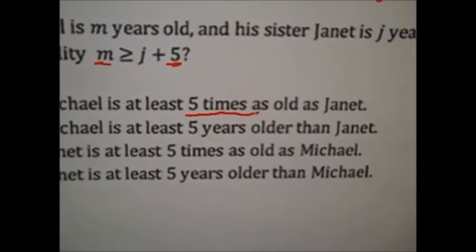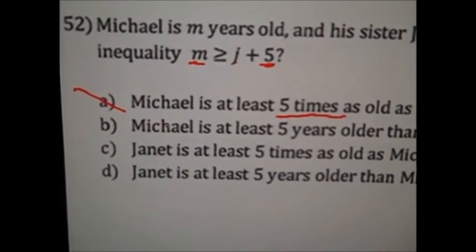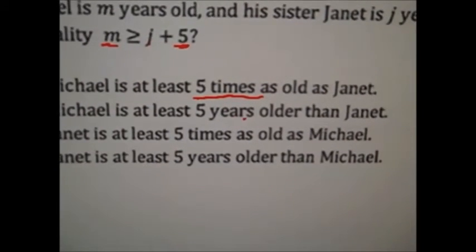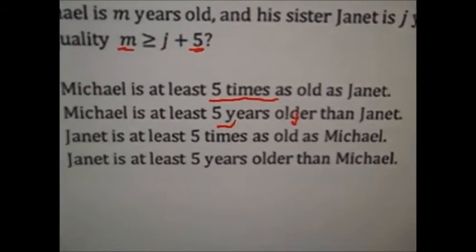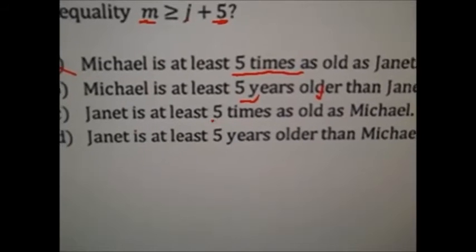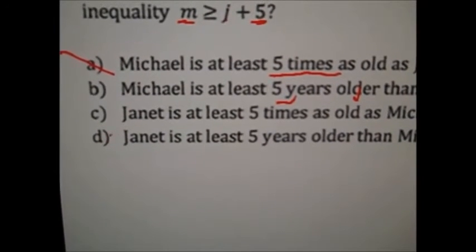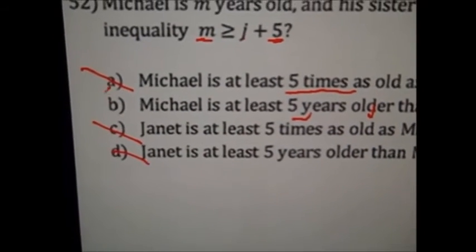5 years, not 5 times as old. That doesn't fit. Michael is at least 5 years older. Yes. Janet is at least 5 times. No, Michael is the older one. No. C and D are wrong. B is the one.